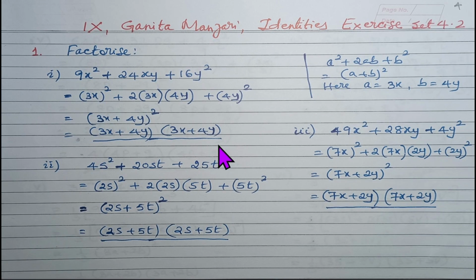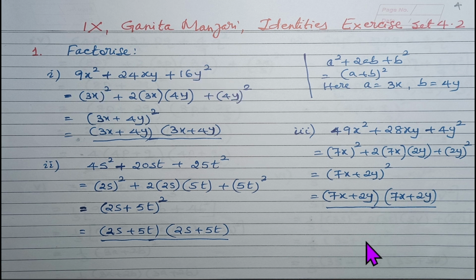Now coming to the next exercise of the identities chapter, exercise set 4.2 of Ganita Manjari, the 9th NCERT textbook. In the first example we have to factorize a polynomial, 9x square plus 24xy plus 16y square.